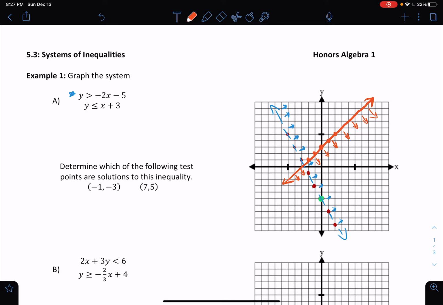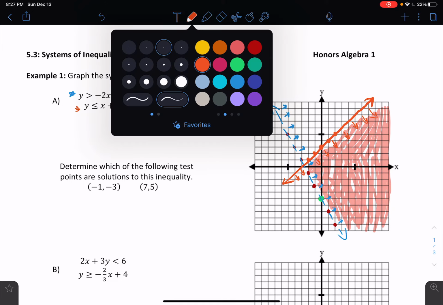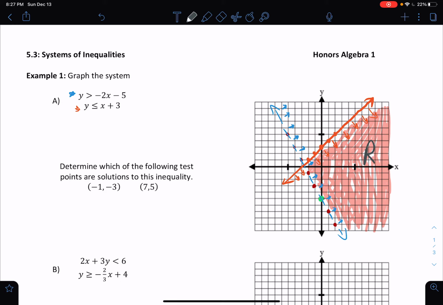So now what is the solution region for this system? It's where my shadings overlap. And notice that those shadings overlap in this whole region. This is where I shade above the blue line, but I shade below the orange line. So this is my solution region.